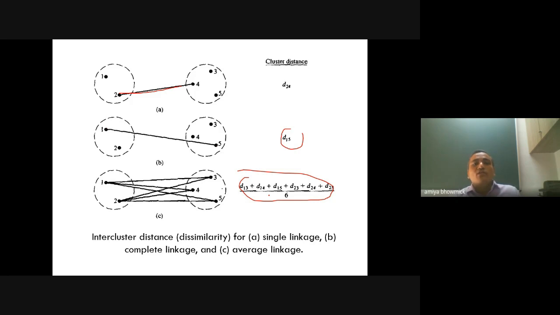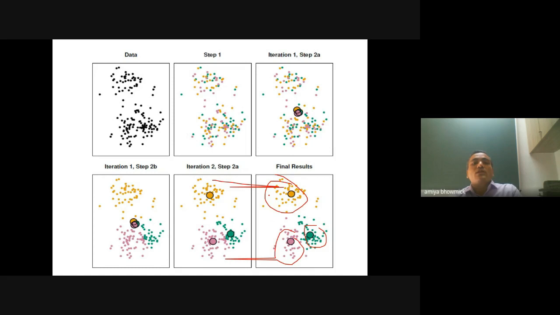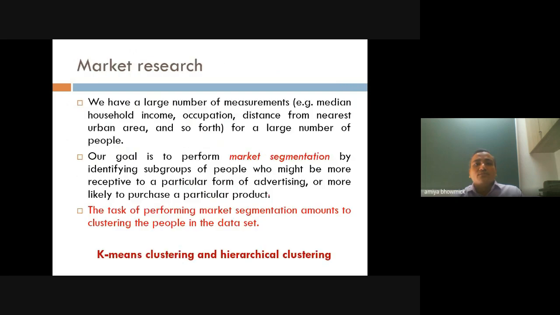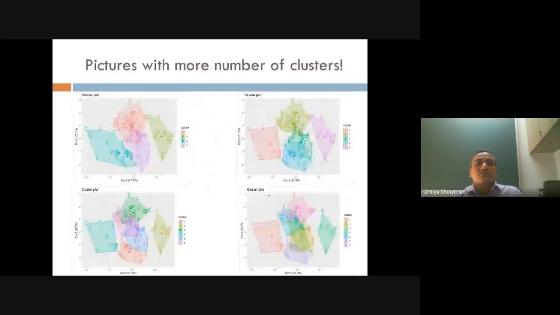What kind of distance or dissimilarity you are going to consider determines what kind of clusters you are going to form here. Is it clear? So this is what is called cluster analysis.